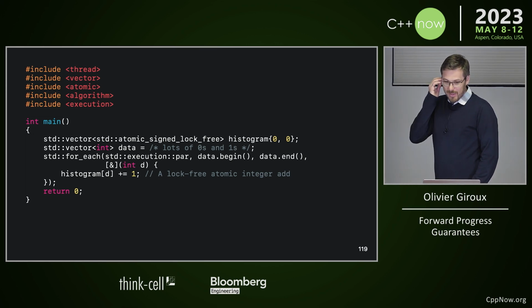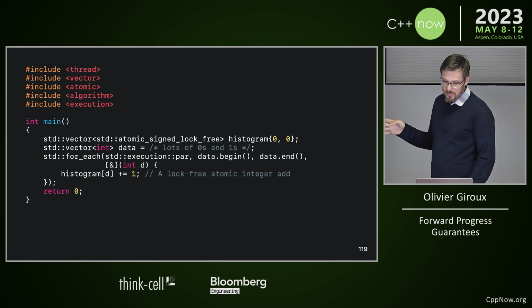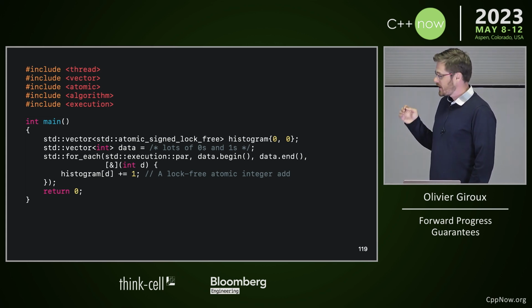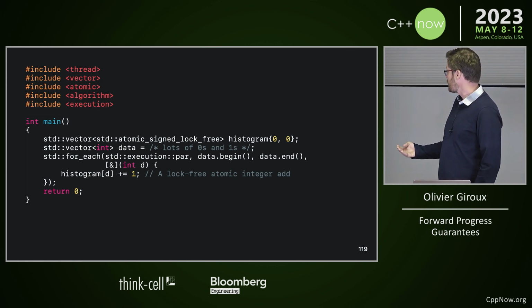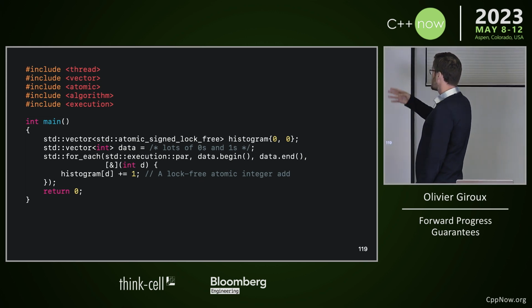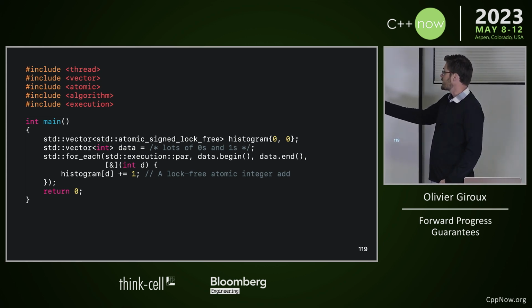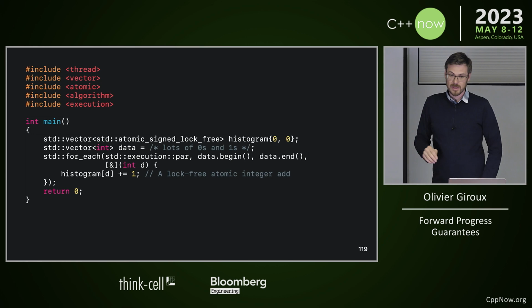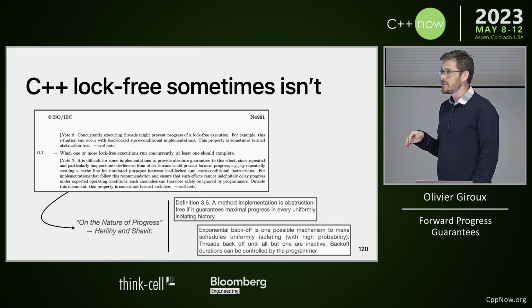All right. Okay, so when it shows up on the screen, we're going to have a piece of code that builds a histogram, and it builds a histogram over atomic signed lock-free. So it's lock-free. So that's all great. This is lock-free code. I'm using lock-free atomics, and I'm not closing loops. Great. Okay, except C++ tells us that sometimes lock freedom isn't lock free.